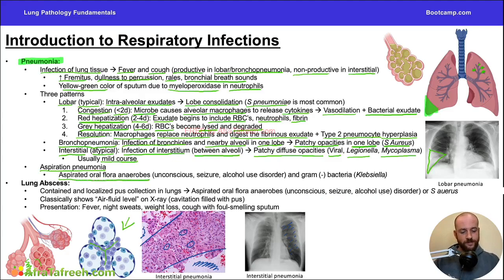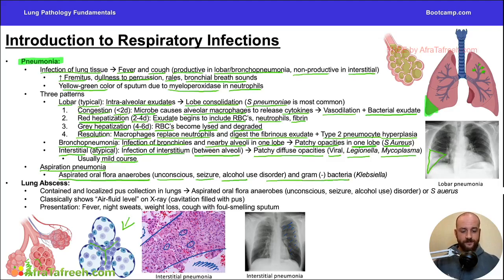Commonly, prior to this, these patients were either unconscious or having a seizure or alcoholic, where they're involuntarily vomiting or swallowing oral secretions into the lungs, and those microbes that live in the mouth are now colonizing and causing infection in the lungs. And furthermore, gram-negative enteric bacteria such as Klebsiella can also be aspirated into the lungs and cause aspiration pneumonia.